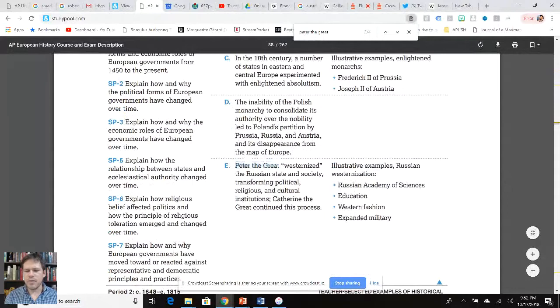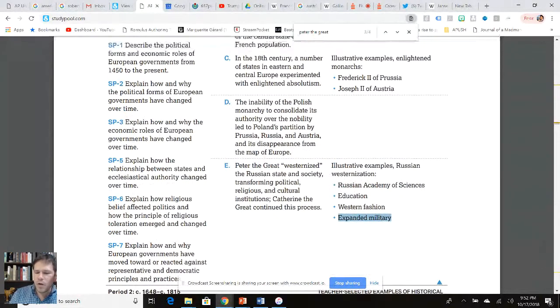Okay, so looking at these things here now, expanded military. Really the Great Northern War fits under the umbrella of Peter the Great's expanded military. So Peter the Great is expanding the military and building a modern Russian army on the Prussian model.